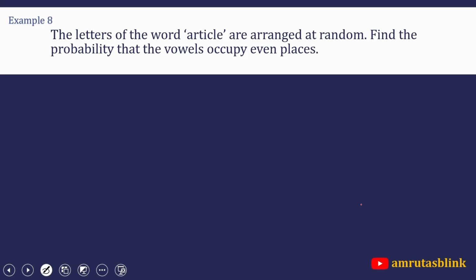Let's move to example number 8. The letters of the word article are arranged at random. Find the probability that vowels occupy even places.